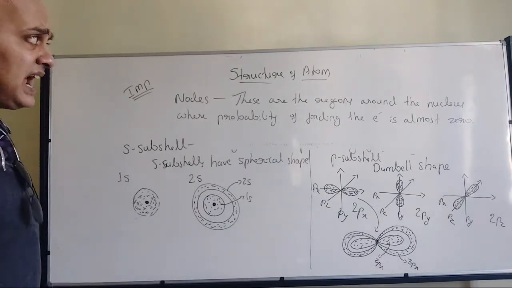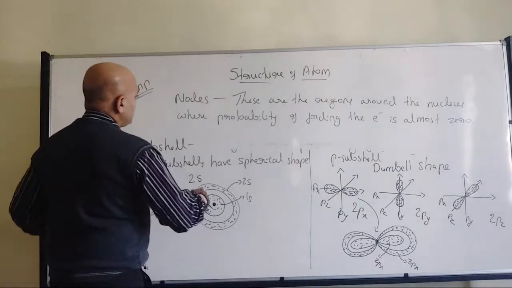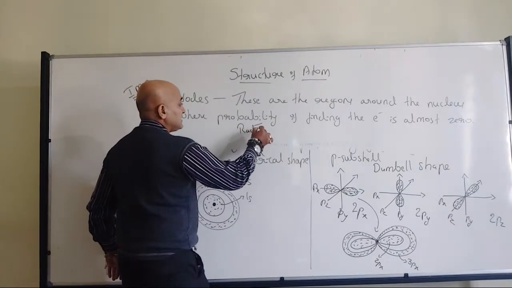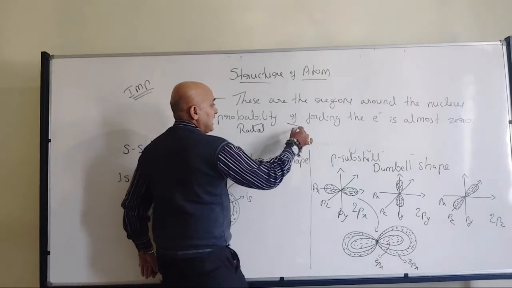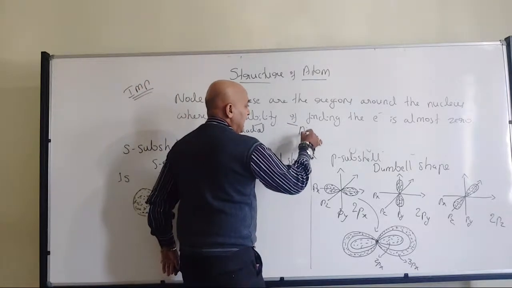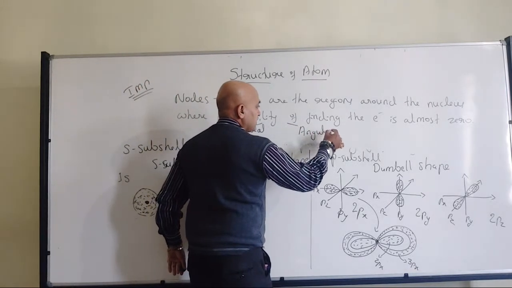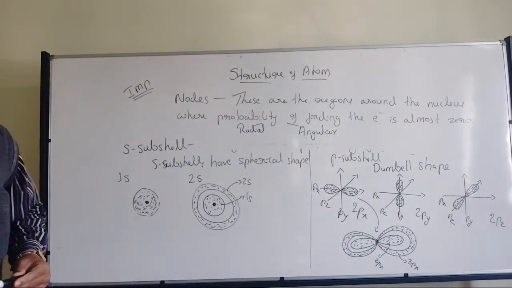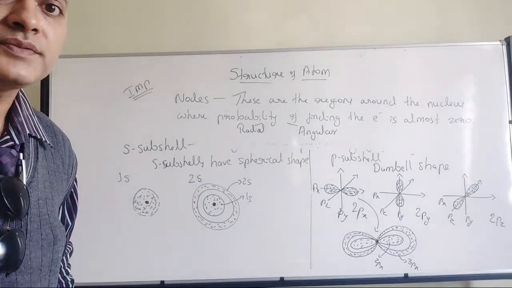Okay. So when I am talking about the nodes, there are two types. One is called radial nodes and another one is called angular nodes. So there are two types.